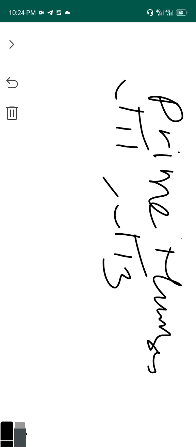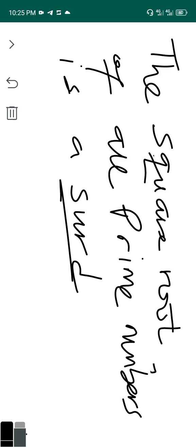So in general, the square root of all prime numbers are all sets. The square root of all prime numbers are all sets. For example, the square root of 17 is a set. So what is very important here to remember is that the square root of all prime numbers is a set. That's very important here.